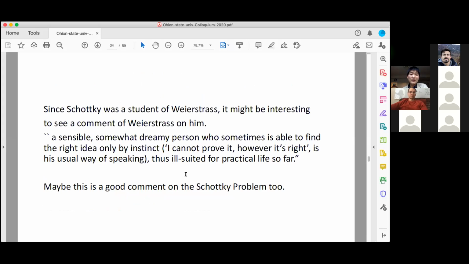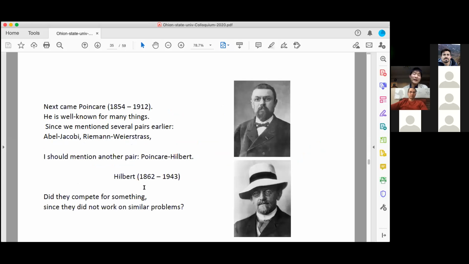Now, Schottky was a student of Weierstrass, so it might be interesting to see a comment of Weierstrass on him. He said that Schottky is a sensible, somewhat dreamy person who sometimes is able to find the right idea only by instinct. He said, "I cannot prove it, however, it's right." It's a usual way of speaking. So I guess this is a good comment on the Schottky problem too. Poincaré, okay.